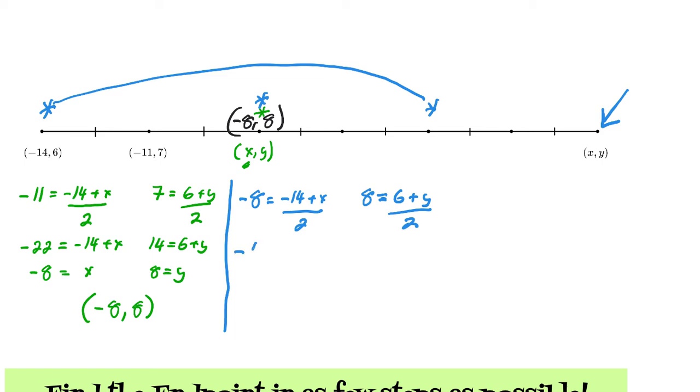Mental math again, negative 16 equals negative 14 plus x. Take the 14 across, it becomes positive, so negative 2 equals x. On the y side, 2 times 8 is 16, equals 6 plus y. 16 minus 6 is 10, so my coordinate is negative 2, positive 10.